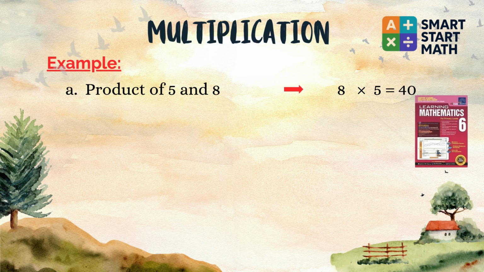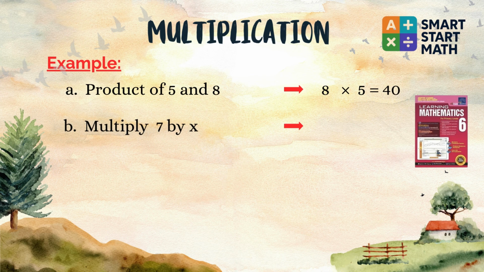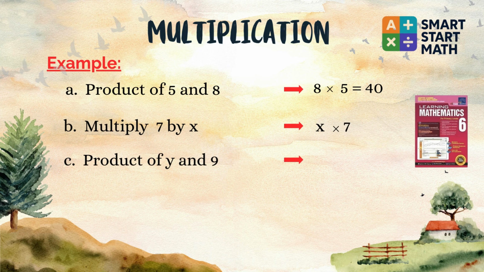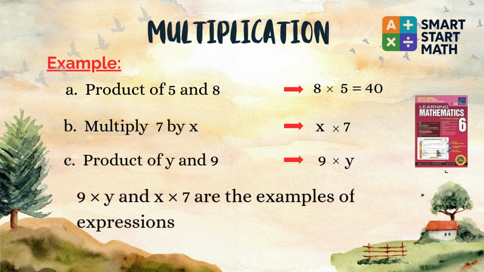Now in example B, we multiply 7 by x. That gives us 7 times x, or simply 7x. In example C, we need to find the product of y and 9. We take y times 9, which we can also write as 9 times y, or 9y. Based on these examples, 7x and 9y are both algebraic expressions formed through multiplication.